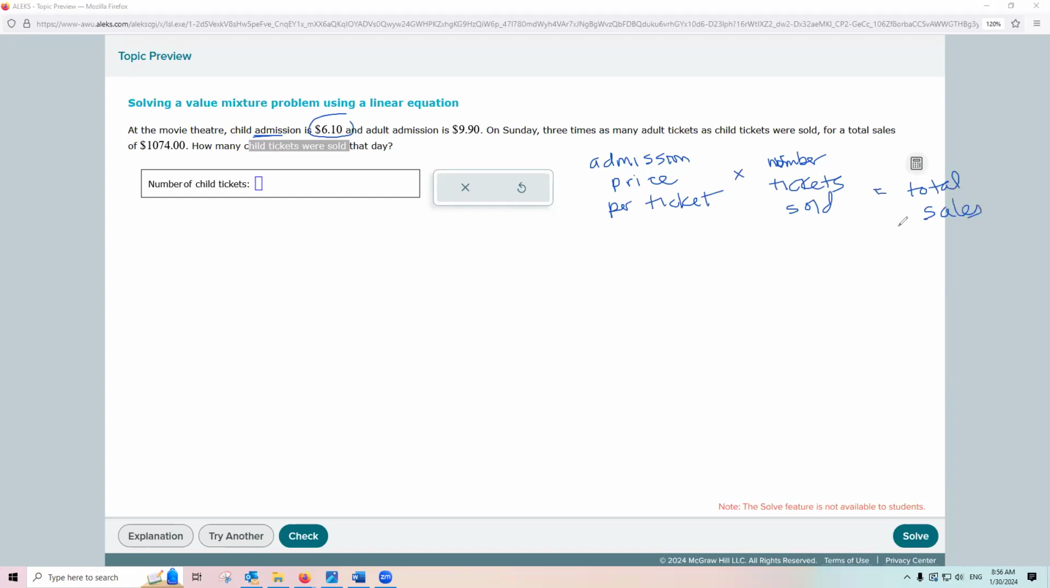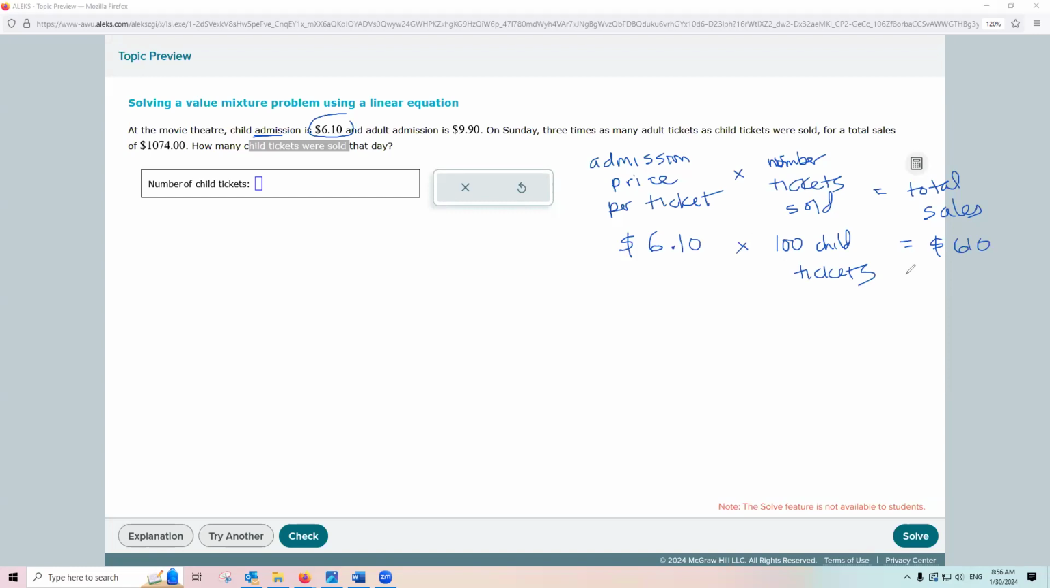Let me give you a quick example. So let's say it's $6.10 per child, but let's say I end up selling 100 child tickets. Well, I would multiply those two numbers together. That would be $610 in sales that I would take in.